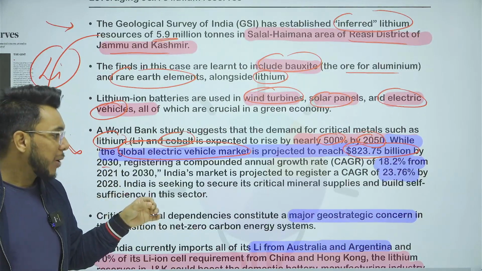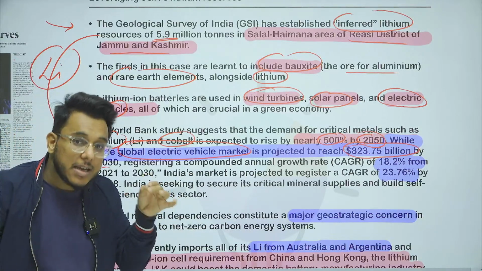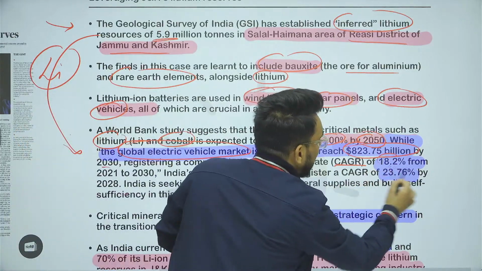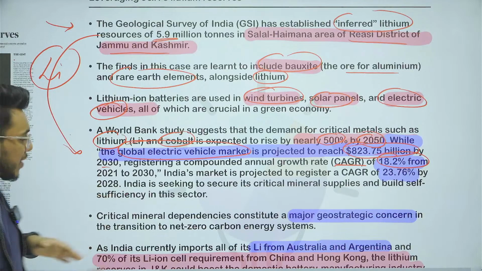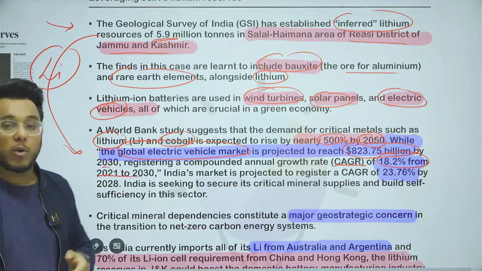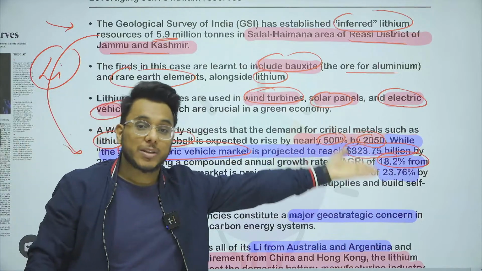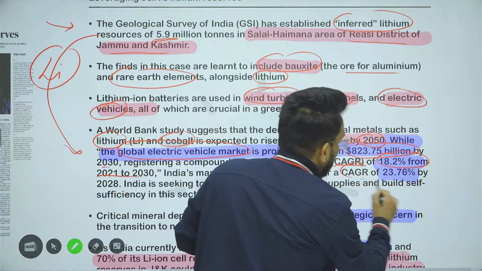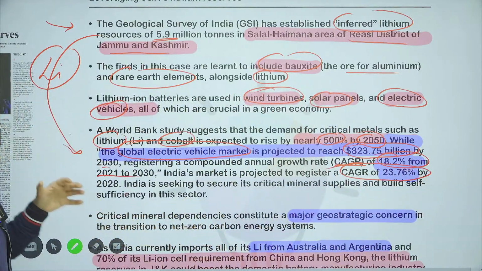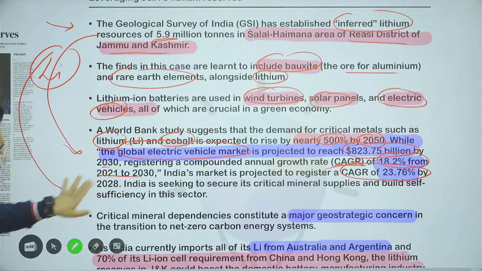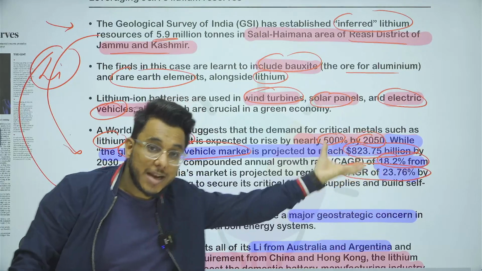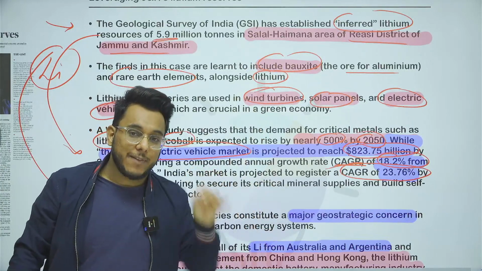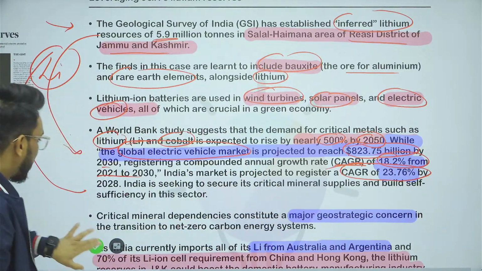And particularly when we talk about the electric vehicle market, the compound annual growth rate of EVs is going to be around 18.2%, okay, between 2021 to 2030. And India's market for EVs is going to increase even more than 18%. The compound annual growth rate of electric vehicles in India will be around 23.76%. So as the electric vehicle market will grow at 23%, and I told you electric vehicles depend on lithium ion batteries, this lithium exploration in India is going to be very, very important for India.